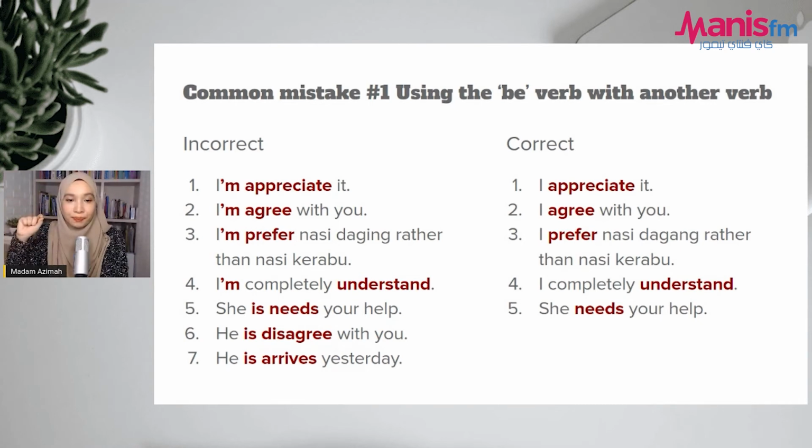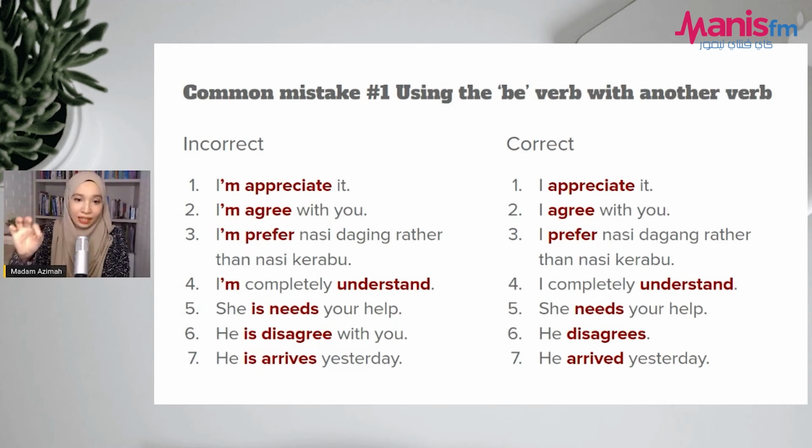What about number 6? He is disagrees wrong. It should be simply he disagrees. So the verb disagrees there needs to have the s because of the singular subject he. Right? Number 7, he arrived yesterday. Not he is arrives yesterday, because he arrived yesterday. We have to put the ed there, arrived, because we're talking about the past tense.